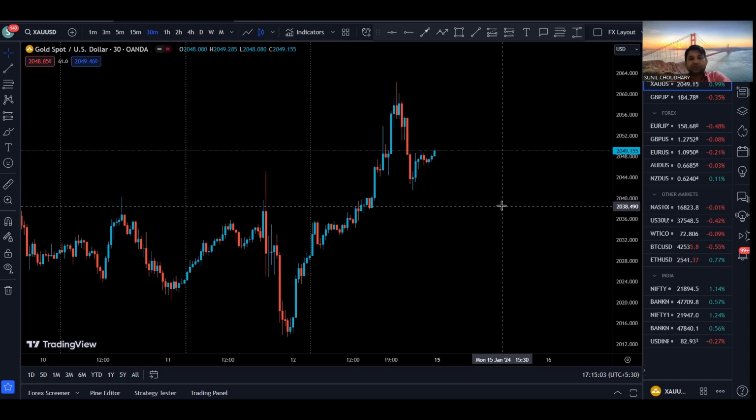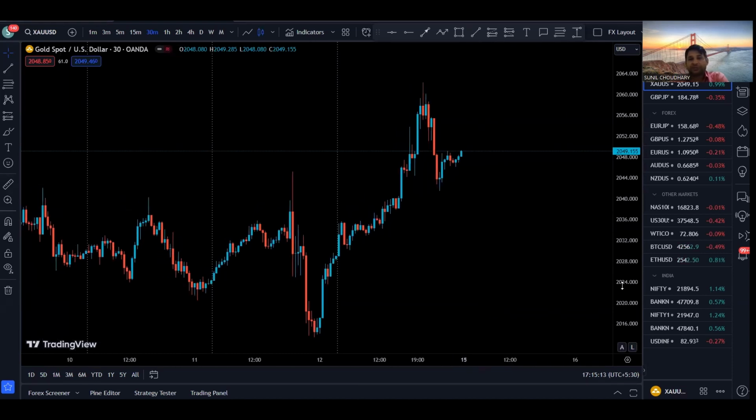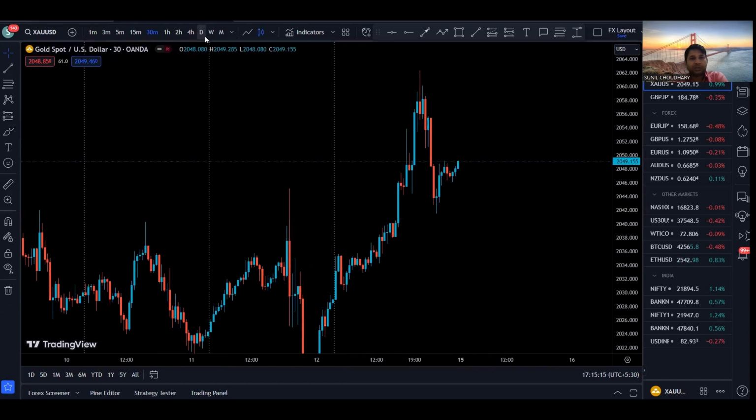So as usual, we will start with the monthly time frame and then we will go down to lower time frames: weekly, daily, 4 hour and 30 minutes time frame. So without wasting any time, let's get started with the gold monthly time frame.